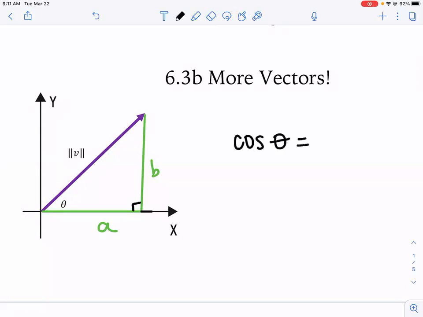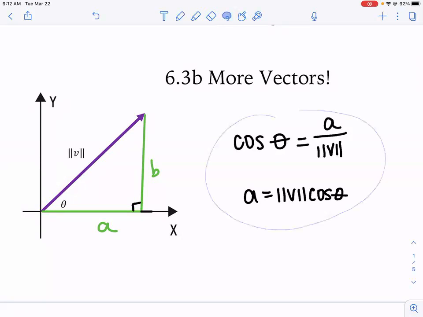We know that the cosine of theta is adjacent over hypotenuse. So if we wanted to know our horizontal component, we could multiply that magnitude over. So the magnitude of our vector times the cosine of theta would give us that horizontal component.